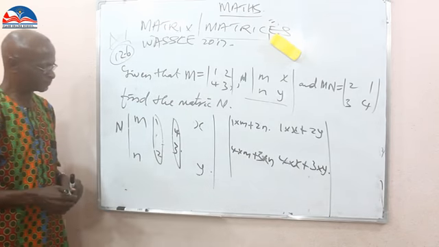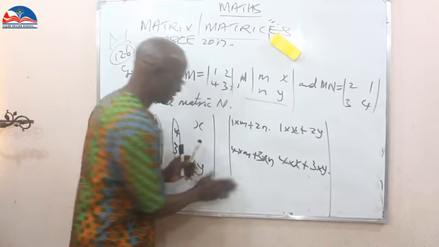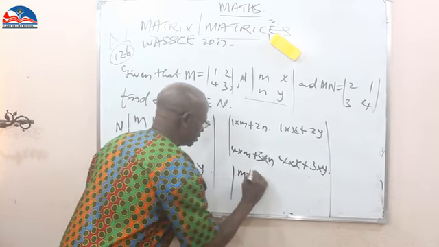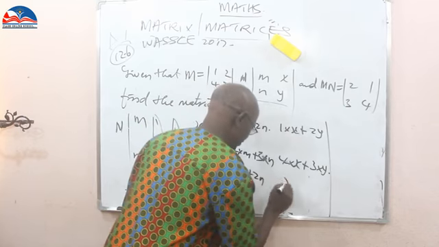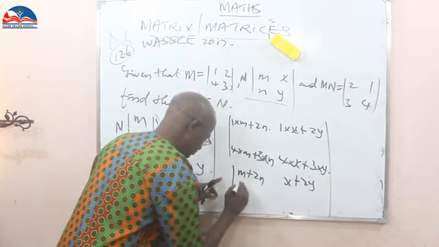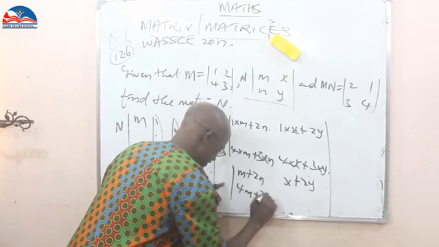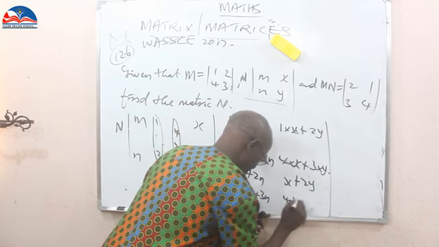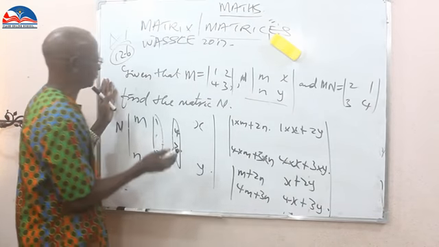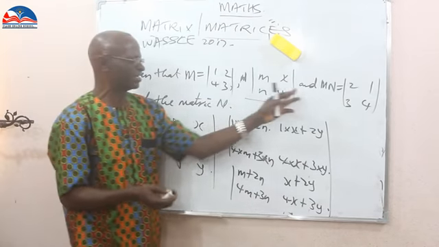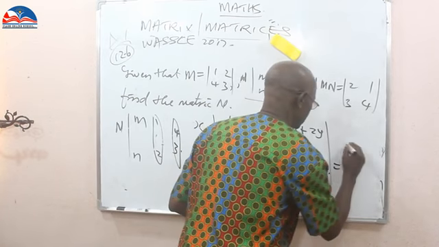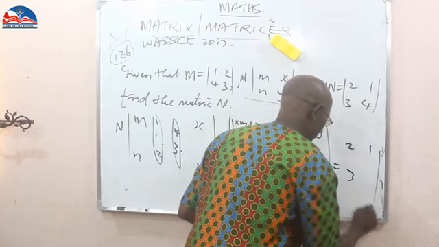That's the multiplication. Now multiply quickly. What do you get here? 1 times m is what? M plus 2n. What do you get here? X plus 2y. What do you get here? 4m plus 3n. What do you get here? 4x plus 3y. But then, we are told that after the multiplication, they got the answer 2, 1, 3, 4. And this thing gave us 2, 1, 3, 4.